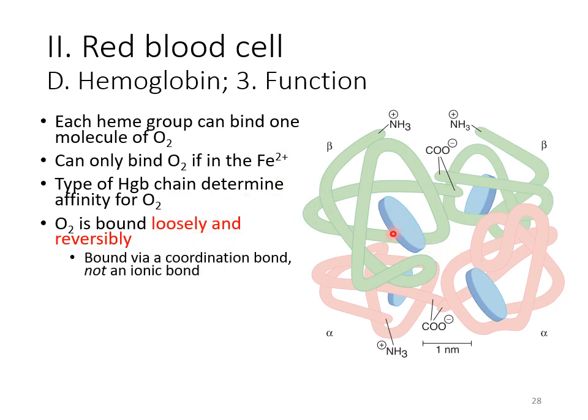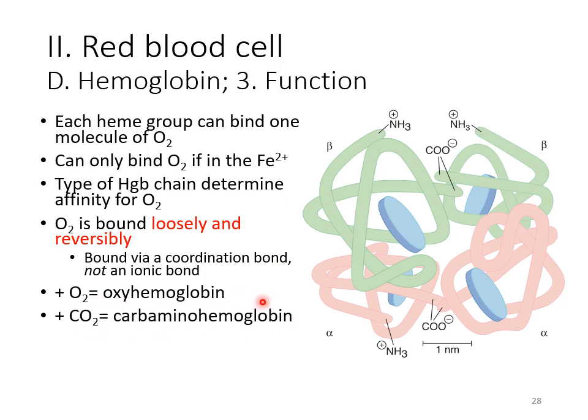It's bound to your ferrous, but it is bound via what we call a coordination bond, a looser type of bond, and not an ionic bond. The ionic bond, if you recall from your chemistry, is the one that's more permanent, but the coordination bond is much more loose and reversible. When oxygen binds to hemoglobin, you call that oxyhemoglobin. But hemoglobin binds not only to oxygen, it can also bind other molecules. If it binds to carbon dioxide, you call it carbaminohemoglobin. If it binds to carbon monoxide, it's carboxyhemoglobin, and we do not want this.